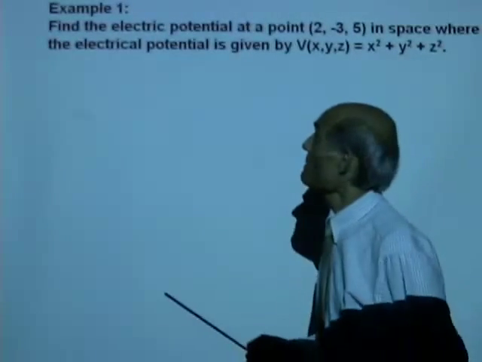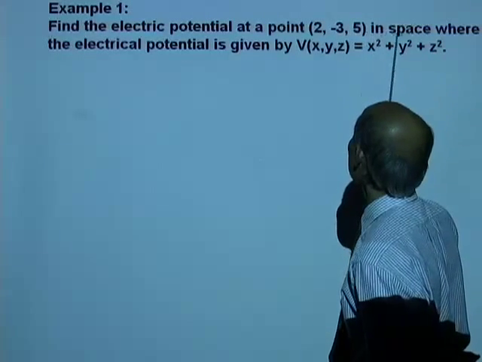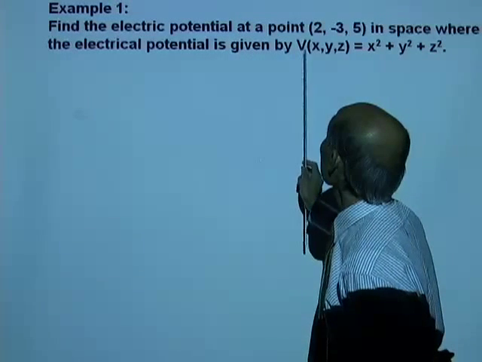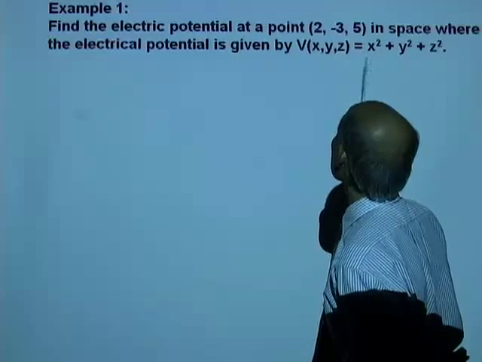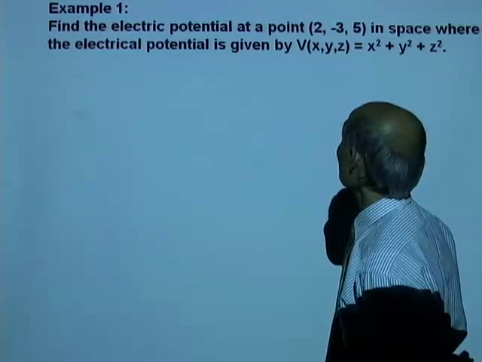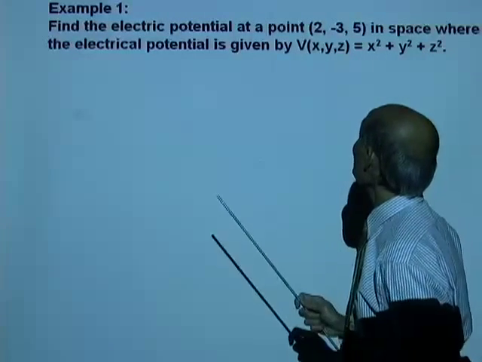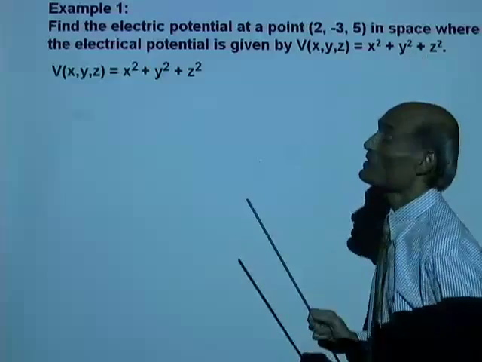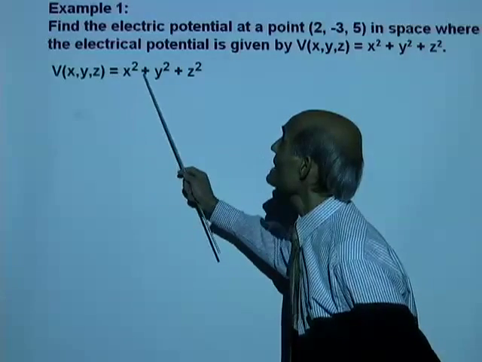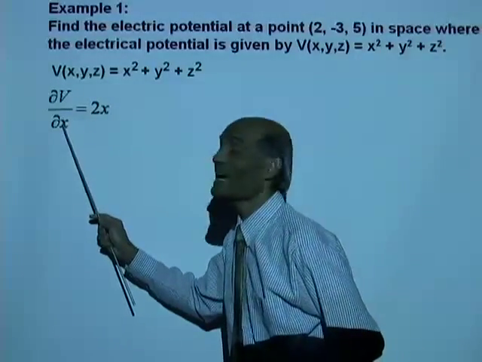Now let's do an example. Find the electric potential at a point (2, -3, 5) in space, where the electric potential is given by V(x, y, z) equal to x squared plus y squared plus z squared. Well, potential is a function of x, y, and z. Now, if V(x, y, z) equals x squared plus y squared plus z squared, what is ∂V/∂x?